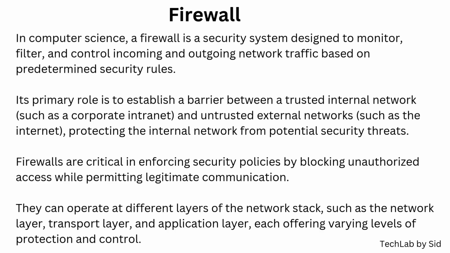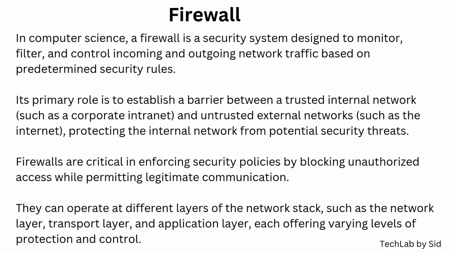What is firewall in computing? In computer science, a firewall is a security system designed to monitor, filter, and control incoming and outgoing network traffic based on predetermined security rules. Its primary role is to establish a barrier between a trusted internal network, such as a corporate intranet, and untrusted external networks, such as the Internet, protecting the internal network from potential security threats.